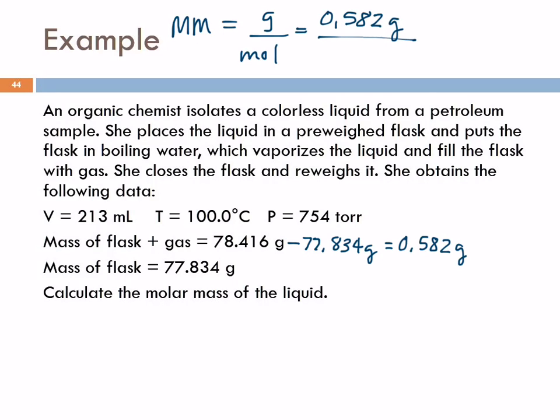How can we find out how many moles of gas there are? Ideal gas law. So we rearranged that on the previous slide. We came up with n equals PV over RT. The units on R dictate what units we have to put P, V, and T into.